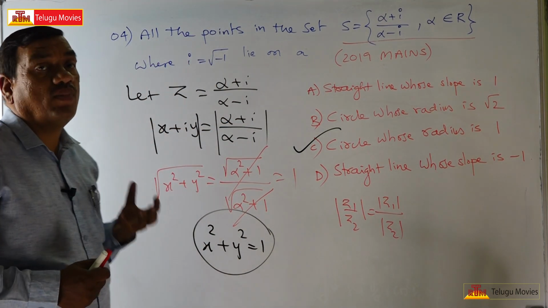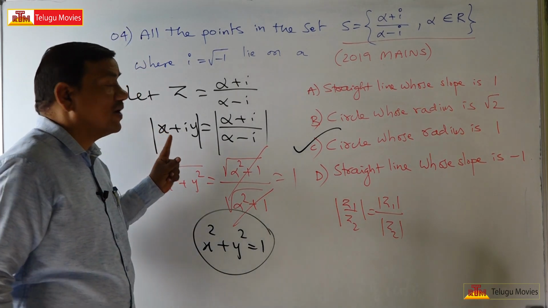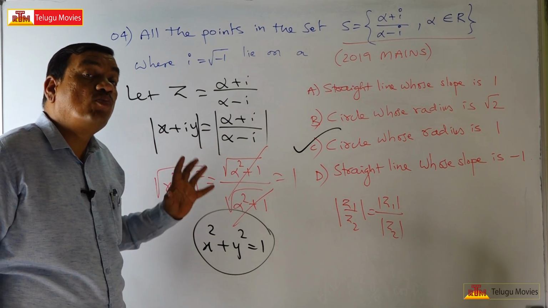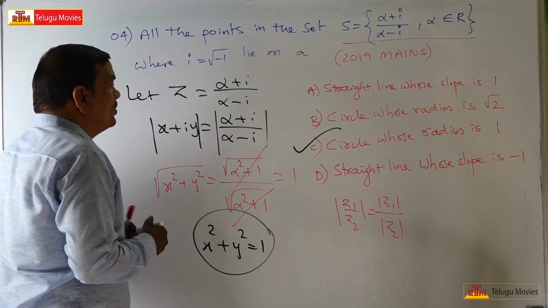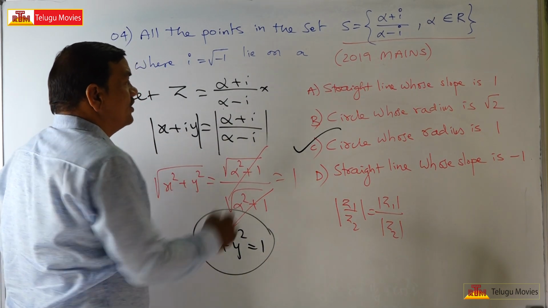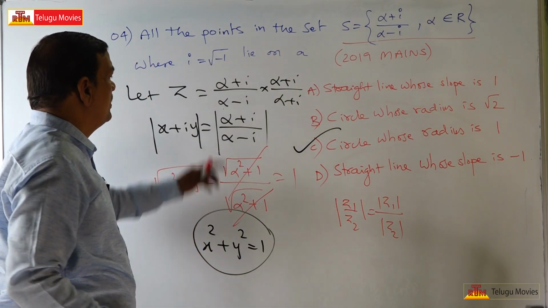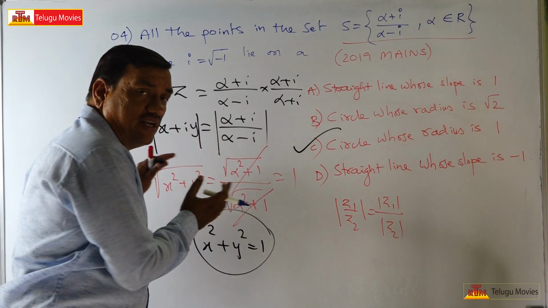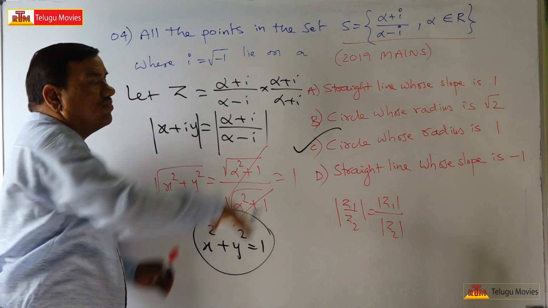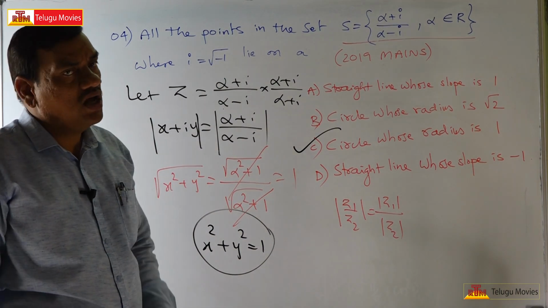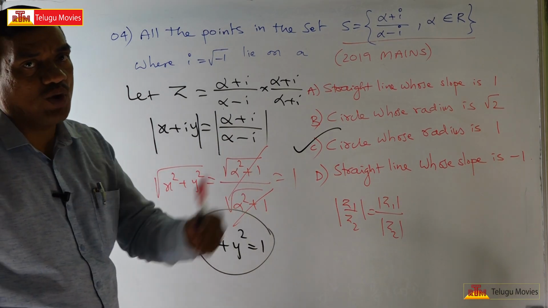From this solution, what you have to learn are these problem solving techniques. Generally students will immediately try to convert, multiplying alpha plus i by alpha plus i, using a plus b whole square, alpha square minus i square, and take the real part and imaginary part separately. Don't do all those things, just apply modulus on both sides and you will get the answer. I hope you understand the solution very nicely. So let us go for the next problem.